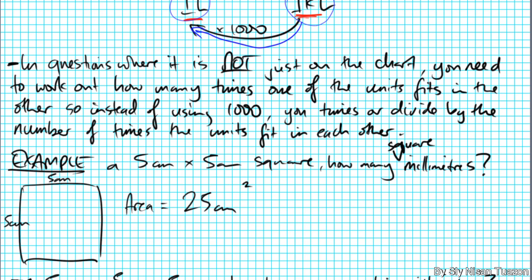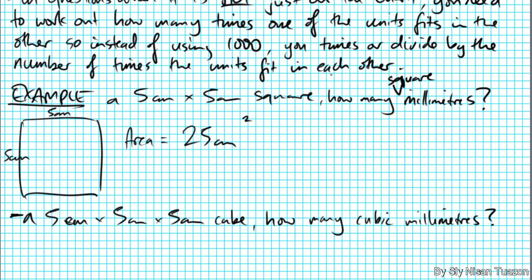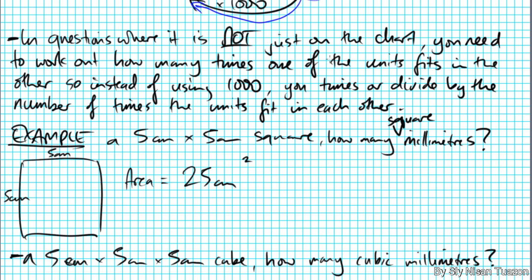So in questions where you're not just going to be using the chart, you need to use maths and work out how many times one of the units, so the smaller one, fits into the larger. So instead of just using 1,000, you have to times and divide by the number of times that the units fit in each other. So I'll give you an example if that doesn't make sense right now.